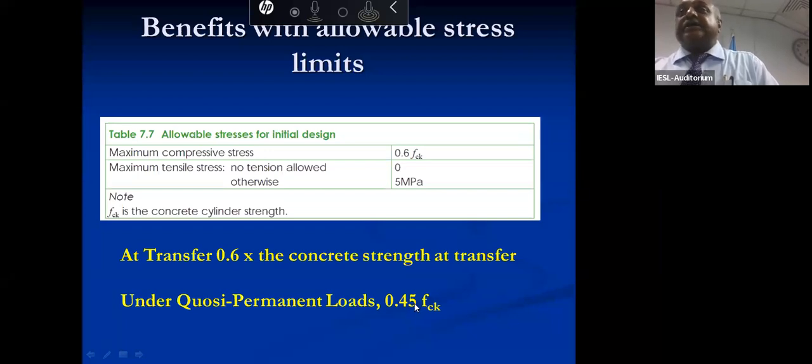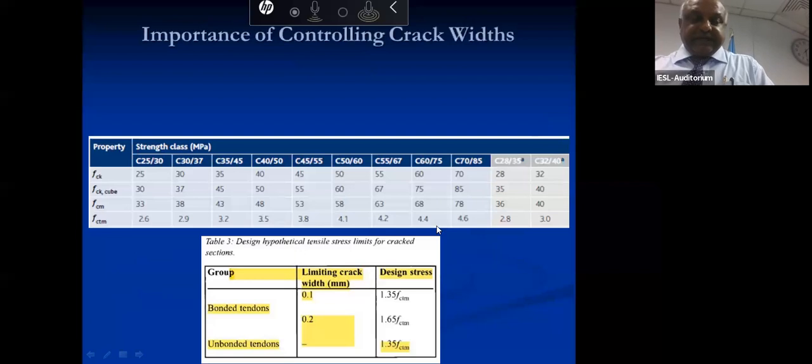Service condition means total dead load plus about 30% or 60% of live load, not the maximum load. And 0.6 fck is used with the maximum load. And with 30 to 60% live load, we use 0.45 fck. And tension has to be dealt with separately.